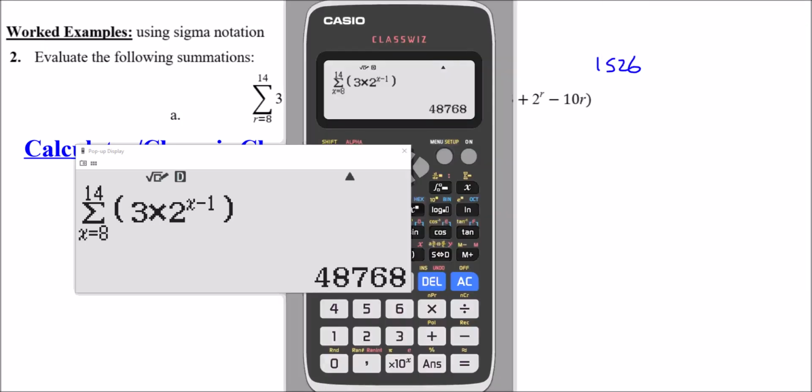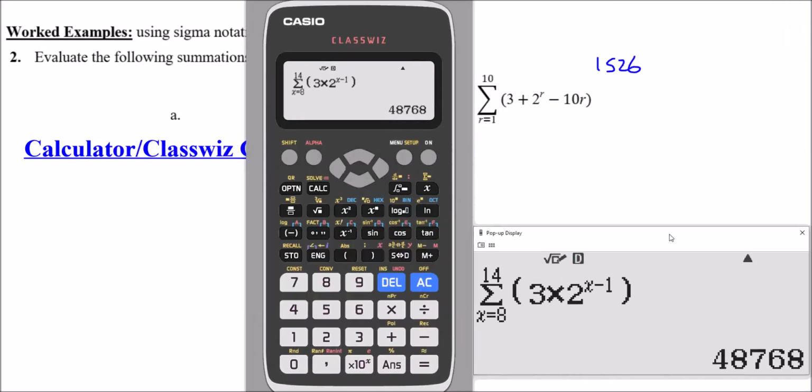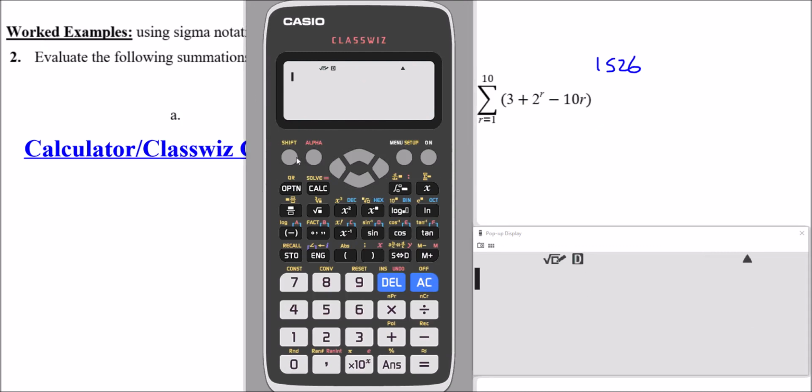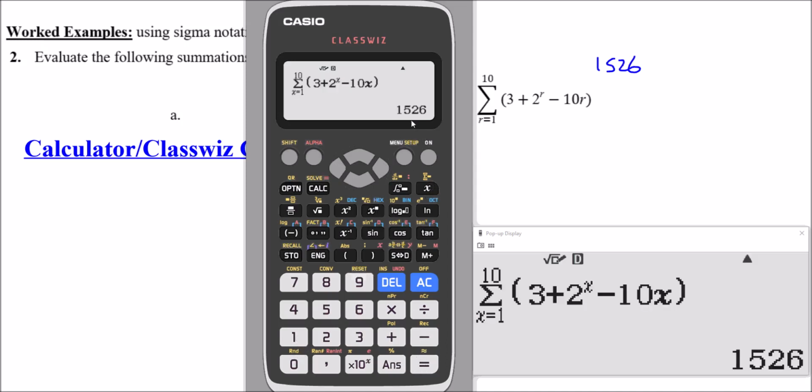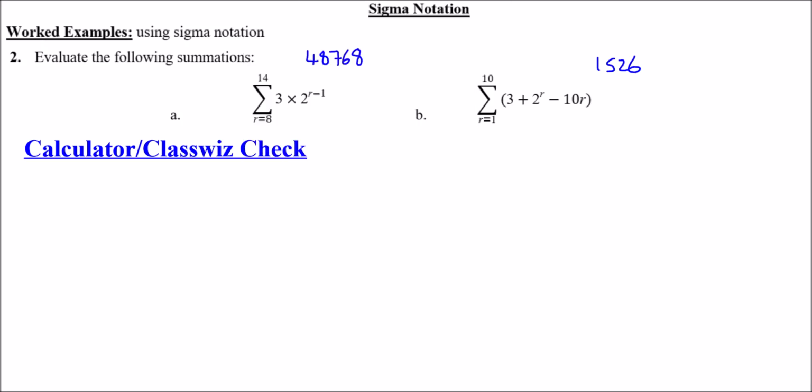And for part B, what we're trying to work out here is this beast. So again, Shift X, sum it from 1 up to 10 of 3 plus 2 to the power x minus 10x. And again, we get 1526 as we see here. So that's a very quick way the Classwiz can be employed to just double check our working out. Let's now have a look at the final worked example.